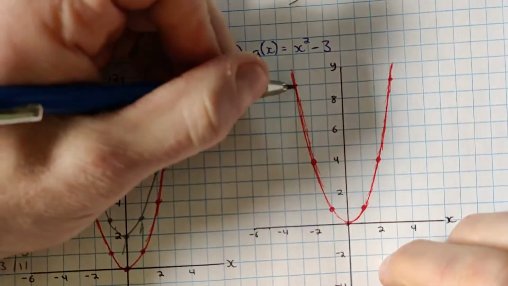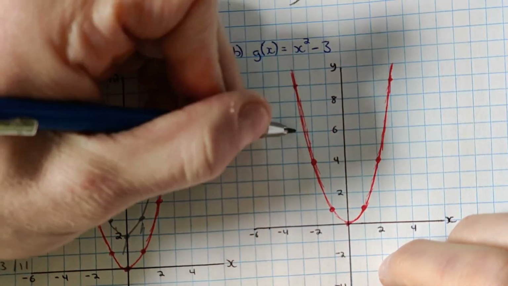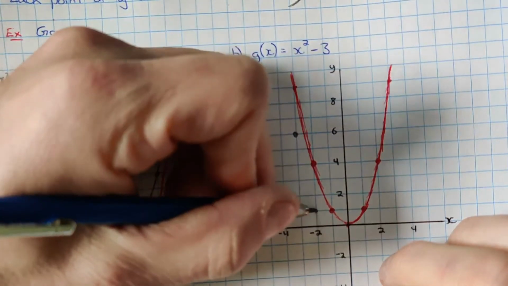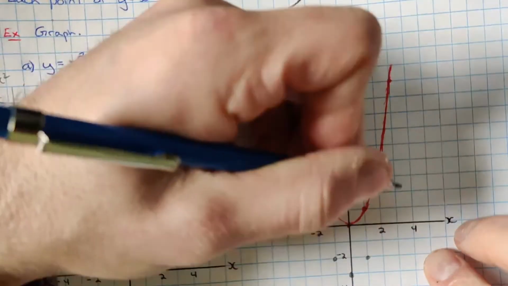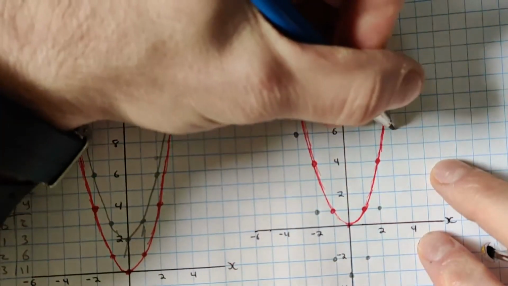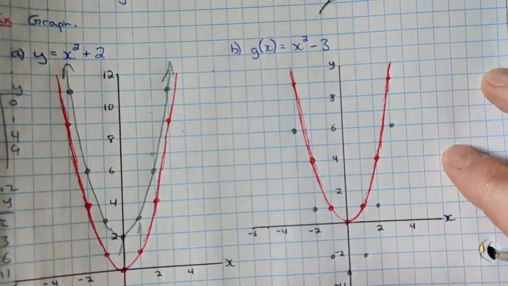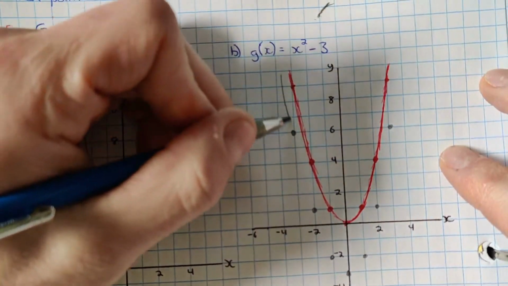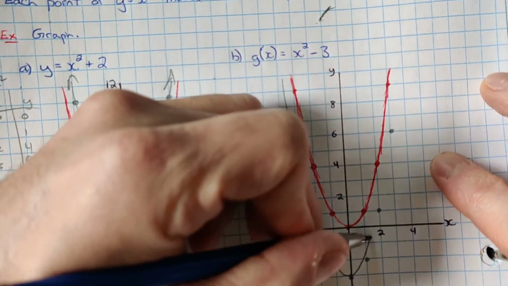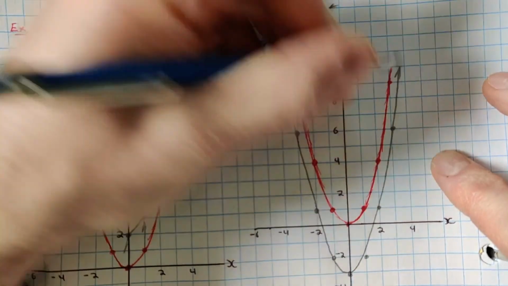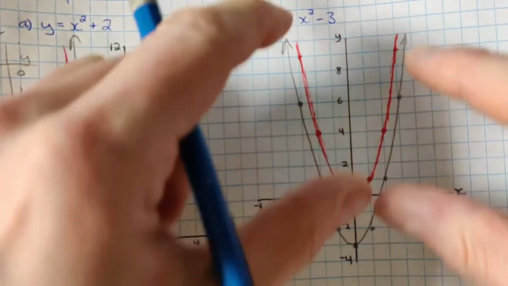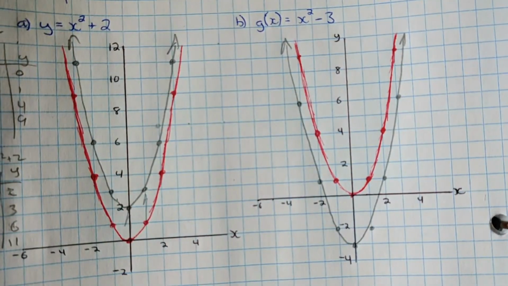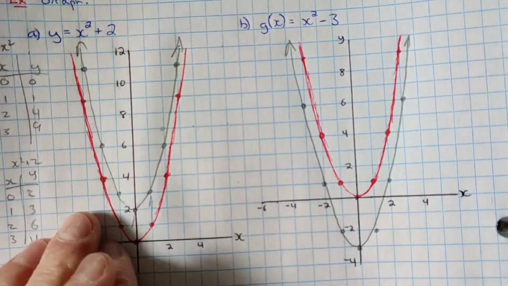So we could quickly graph this one by taking our base and shifting each point down 3. And connect the dots. And again, we have the same graph, just everything's been picked up and moved down 3. So the same shape of graph in each case. Negative moves it down, positive moves it up.